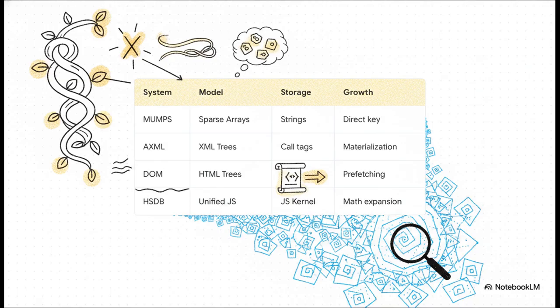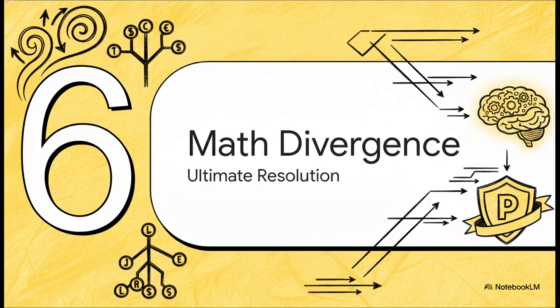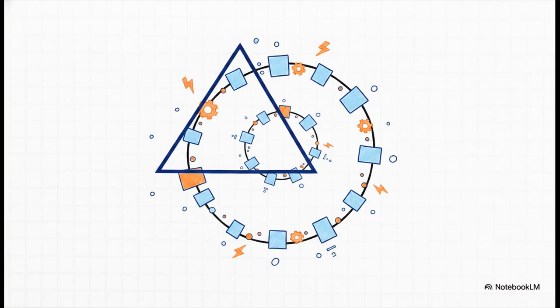But look at that final row for HSDB. The growth method is listed as mathematical coordinate expansion. That right there is where this entire story takes a sharp turn. Which brings us to section 6, mathematical divergence. If they all do dynamic growth, what is the ultimate resolution that makes HSDB uniquely patentable? Well, HSDB utilizes this specific infinite stack index formula, which is termed Pythagorean metal.